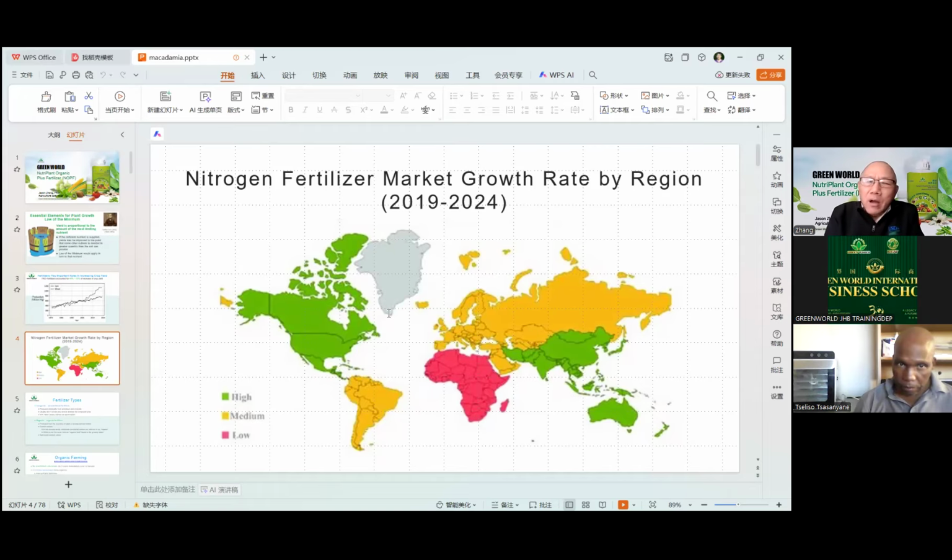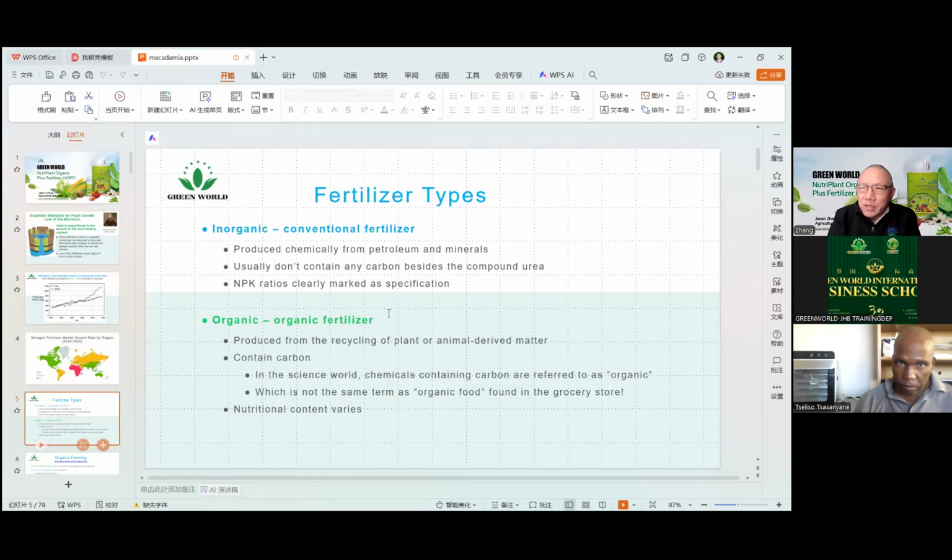So fertilizer types: how many types of fertilizer do we have? You have conventional fertilizer, like you can buy from Home Depot or any contractor or agriculture depot or store. They are basically nitrogen, phosphorus, and potassium, the NPK, with different ratios. On average maybe 10-10-10, 15-15-15, or 40-0-0 or 40-10-10.